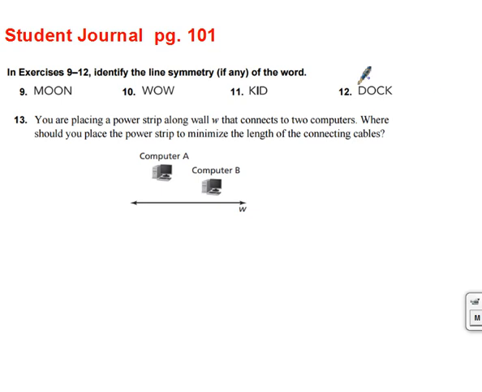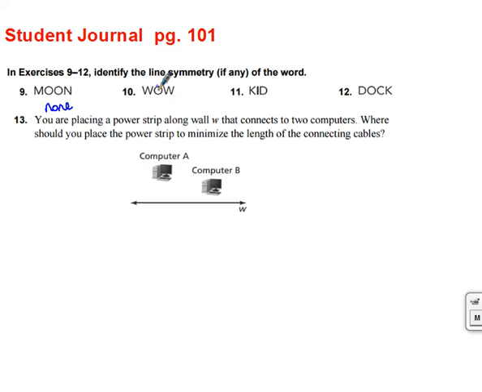Alright, this is in your student journal once again. It wants us to know what the line of symmetry is, if any, of the word. So if we take a look at the word MOON, we're looking for whether there is a line that I could fold this over and be symmetrical. If you folded it straight in half, the O's would line up, but the M and N would not. If you folded it horizontally this way, it would still not line up because the M and the N wouldn't look the same. So this has no lines of symmetry, so we're going to put none.